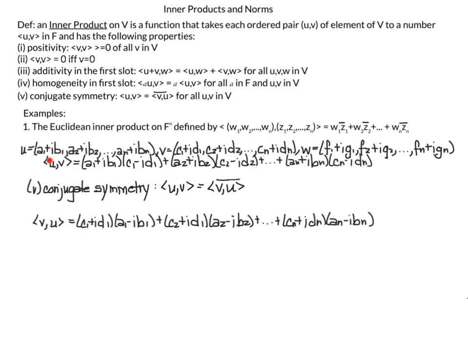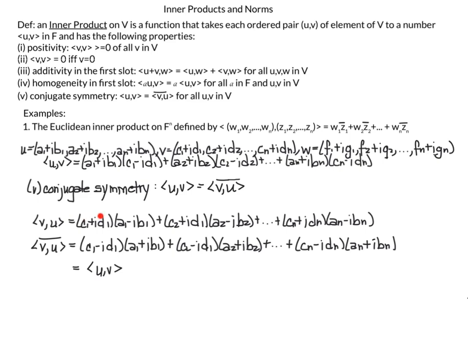And since we already have u, v over here, I'm going to start with the inner product of v, u, which is c1 plus id1 times, now u, since it's our second vector, we need to take the complex conjugate of its coordinates, right? Using this definition here for our inner product, the second vector has the complex conjugate. So we're going to have v, which is c1 plus id1, times the complex conjugate of the first coordinate of u, which is a1 minus ib1. We have the second coordinate of v, which is c2 plus id2, times the complex conjugate of the second coordinate of u, a2 minus ib2, up to cn plus idn, times an minus ibn.